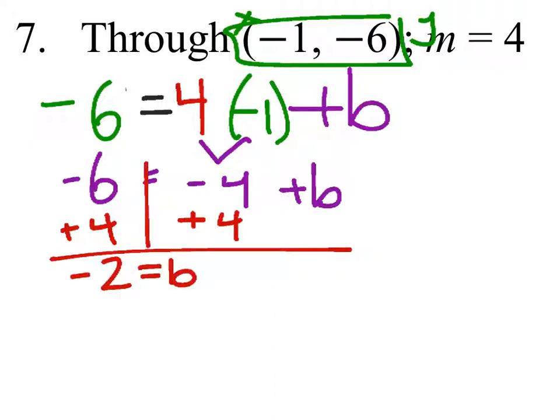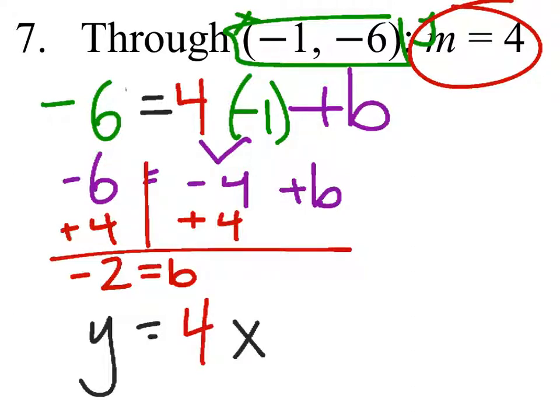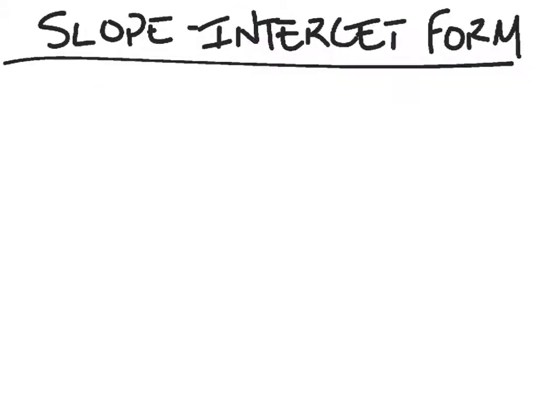I got that right. Now, I can write the equation in slope-intercept form, y equals mx plus b, but m up here is 4, and my y-intercept right here is negative 2. This makes sense. I got that right. All right, slope-intercept form. This is something you guys should have down pretty good by now.